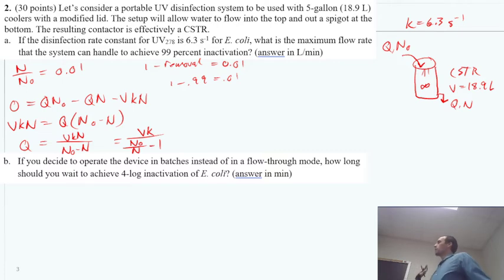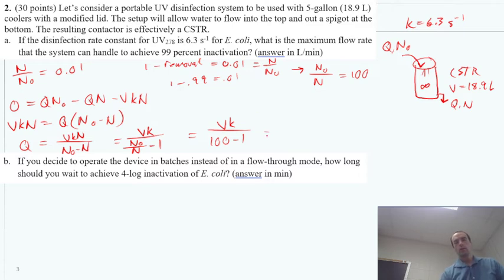Now, like I said, you could have just solved this for n over n naught like we often do, or n naught over n like we've done with the particulate matter, and done the algebra from there. I just happened to do it this way and looked for a way to get that in a ratio here. So if the removal, let's say 1 minus removal is the amount remaining, that's n over n naught, then we know n naught over n should be 1 over that, which is going to be 100. So then we can put that down here to say this is VK divided by 100 minus 1.